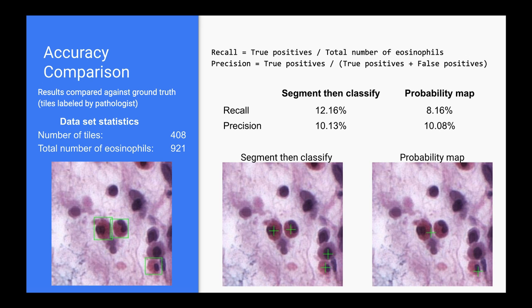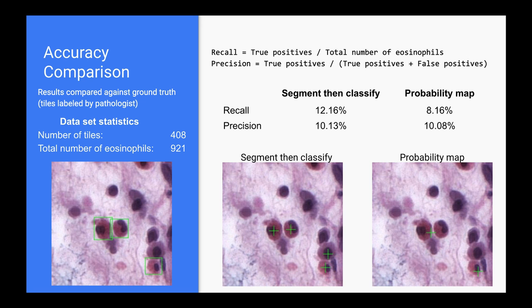All right, so we'll take a look at the accuracy here. We have a data set of tiles that was labeled by a pathologist at the University of Pennsylvania. There's a total of 408 tiles with a total number of eosinophils of 921. For both of our approaches, we measured the recall and the precision to try and gauge how accurate our system was. We can see that our old approach of first segmenting and then classifying has a higher recall of 12%, while the probability map approach has about only 2/3 of that.